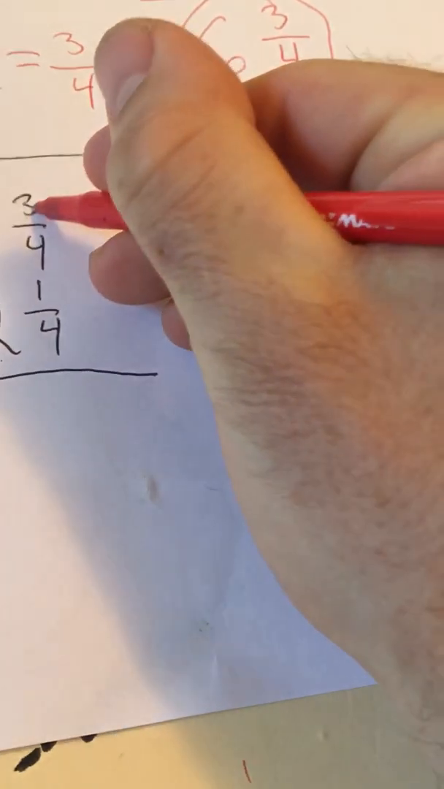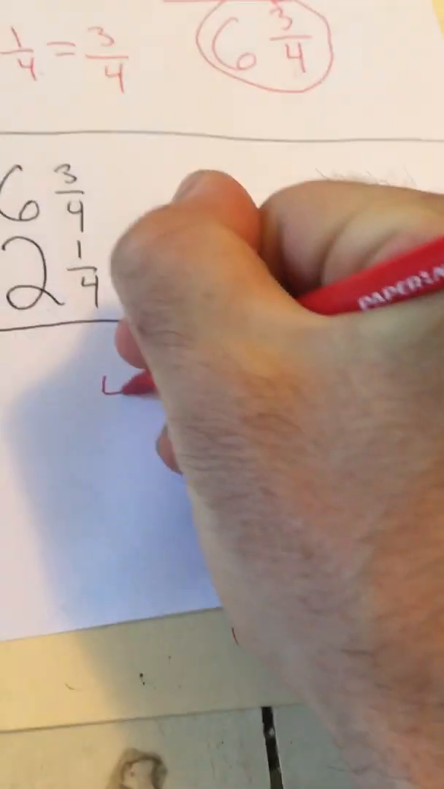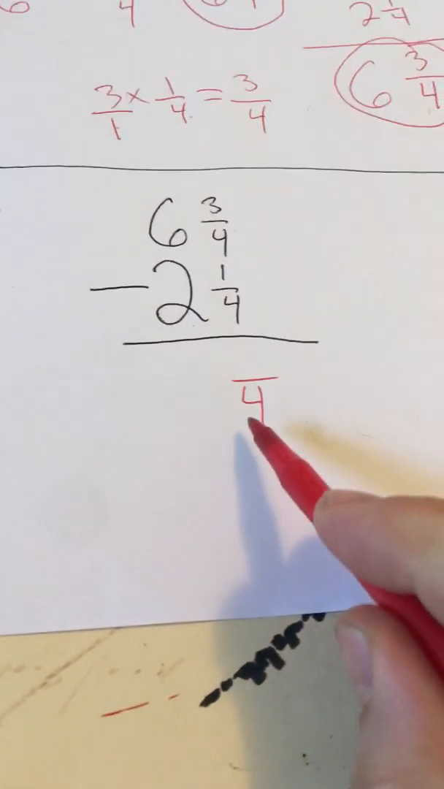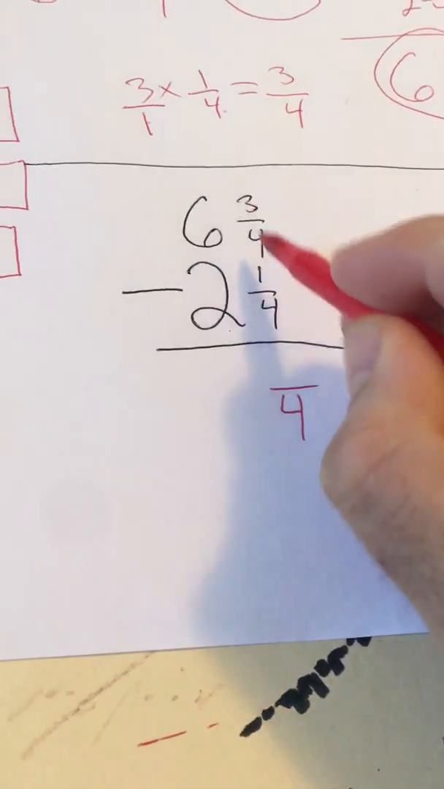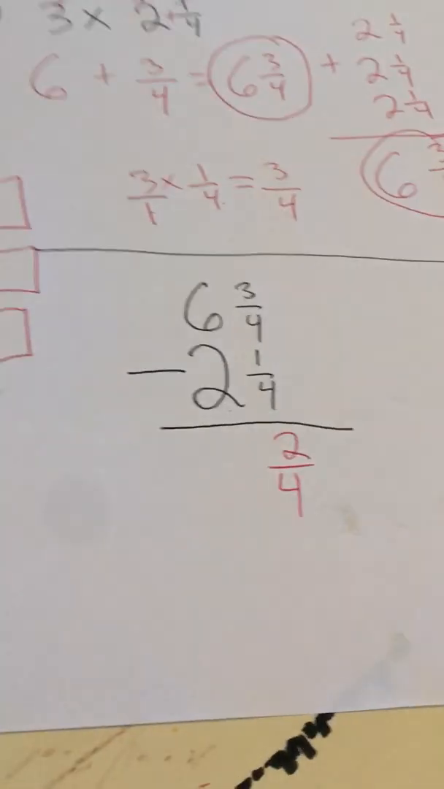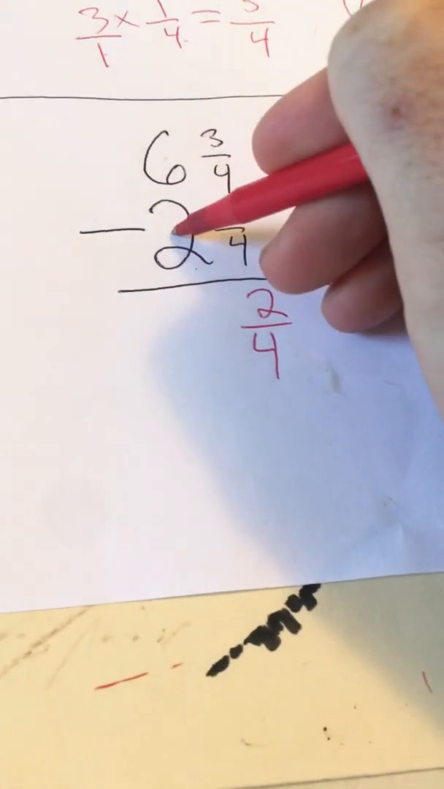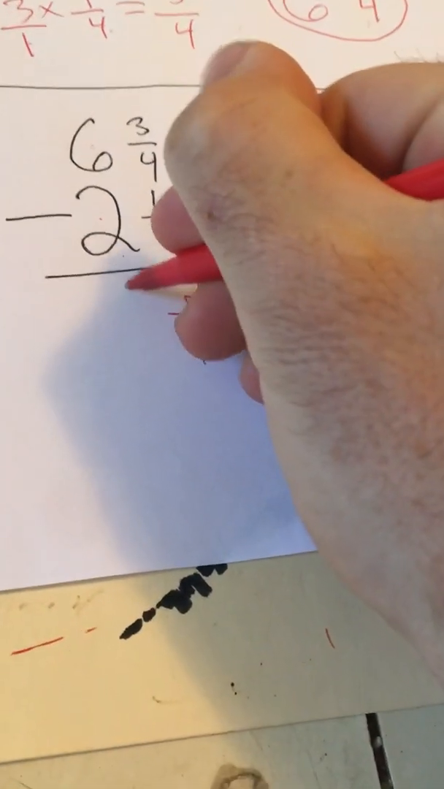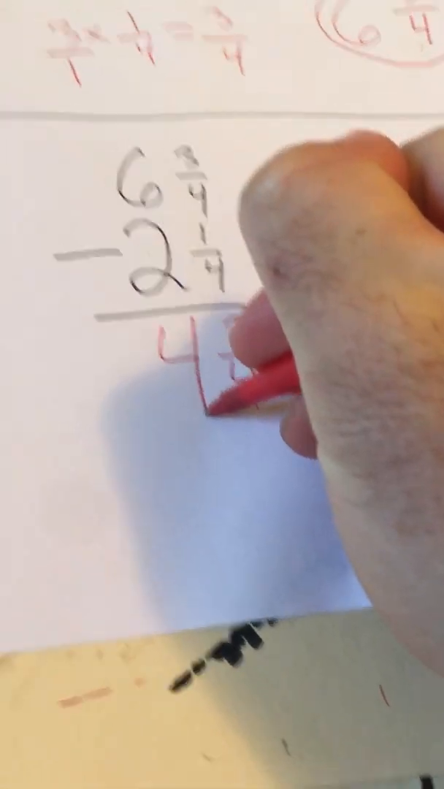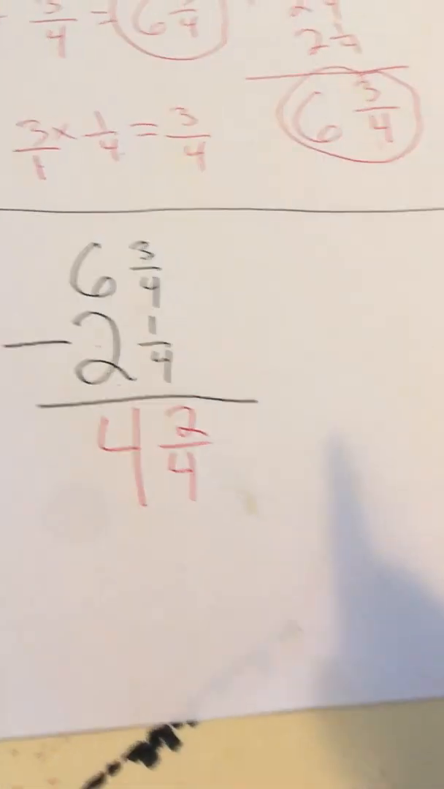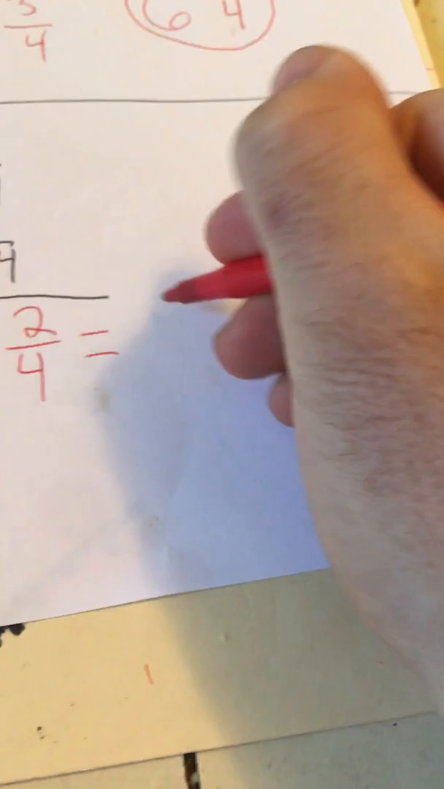So we can start with the fractions. 3/4 minus 1/4. Since the denominators are fourths, we can just keep the denominator the same. And we do 3 minus 1 is 2/4. And now we can do 6 minus 2. We're going to subtract the whole number. 6 minus 2 is 4. So we get an answer of 4 2/4, and we can simplify that.